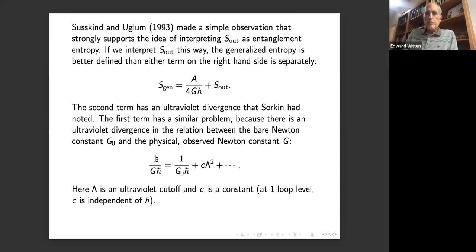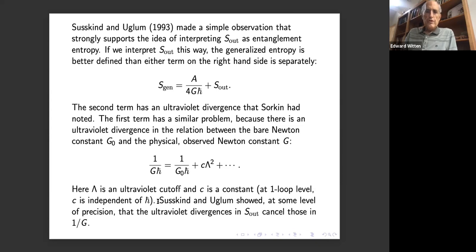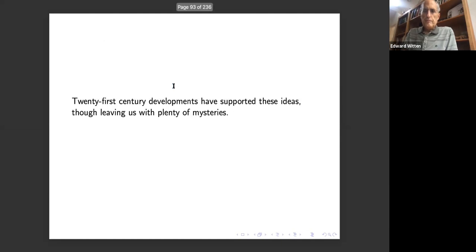But the ultraviolet divergent part in 1/G h bar is also quadratically divergent and is also of order h bar to the zero. So both divergent terms are of order the area times h bar to the zero. And Susskind and Uglum showed somewhat casually, others later did it more precisely, that the ultraviolet divergences in S_out cancel those in the area term. So it seems that the generalized entropy is well-defined, although neither term is separately. That's an extremely simple but important observation.